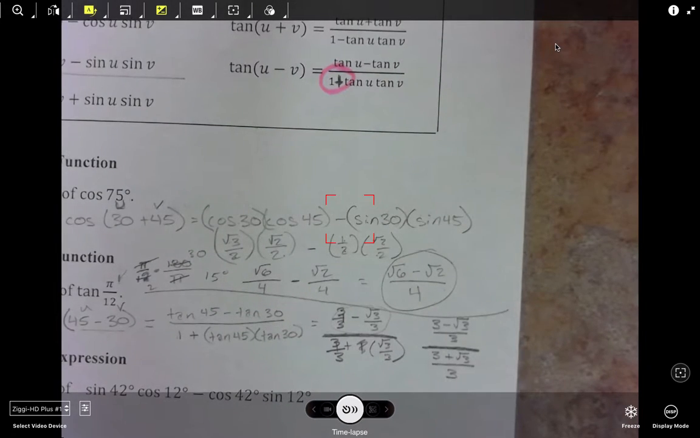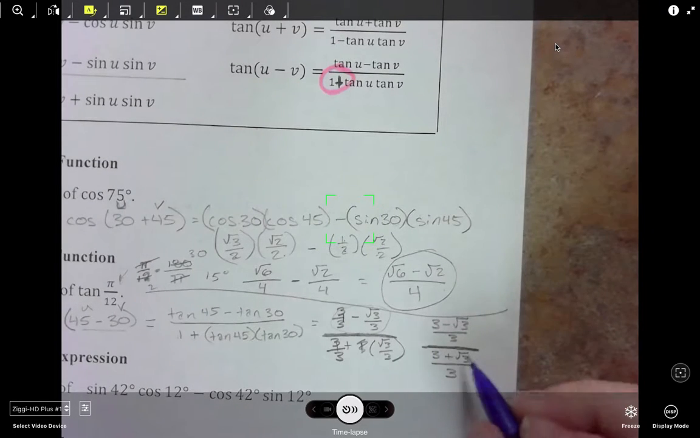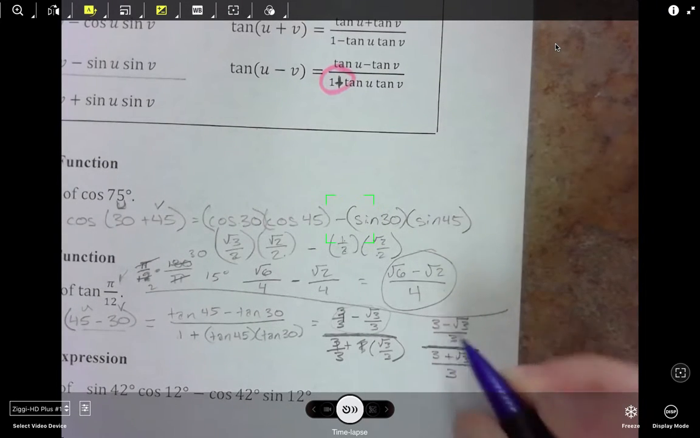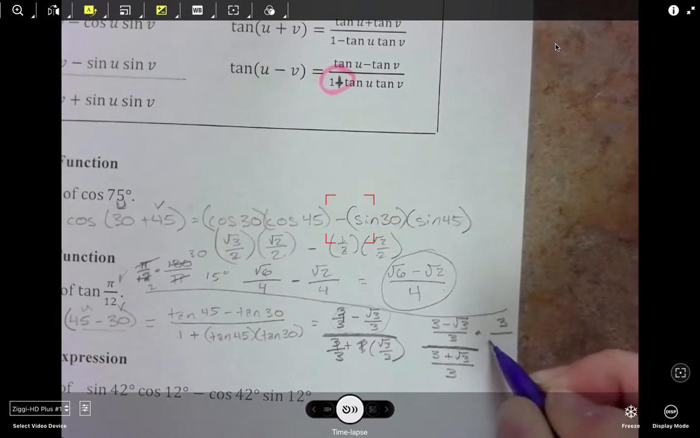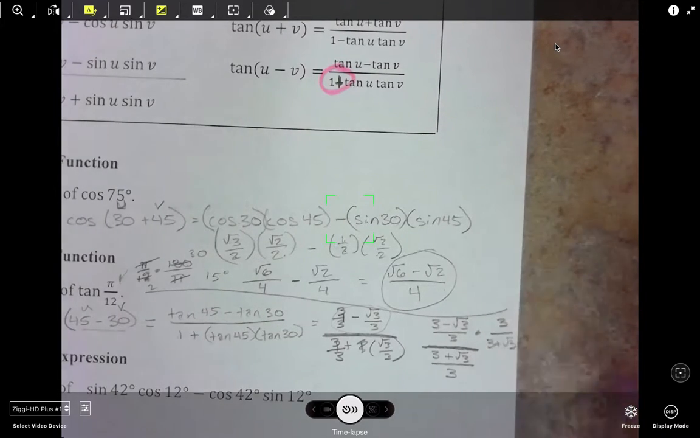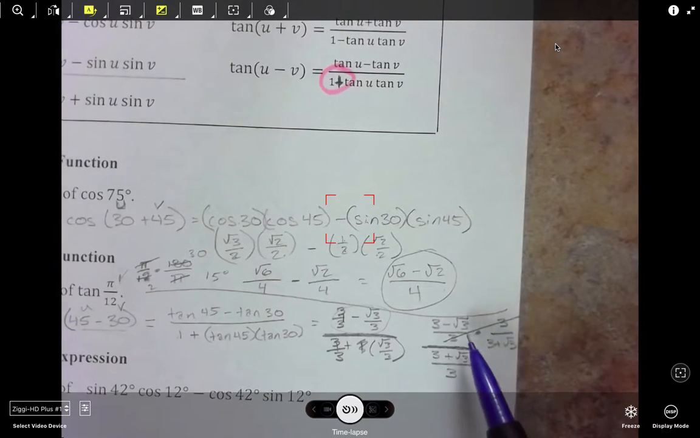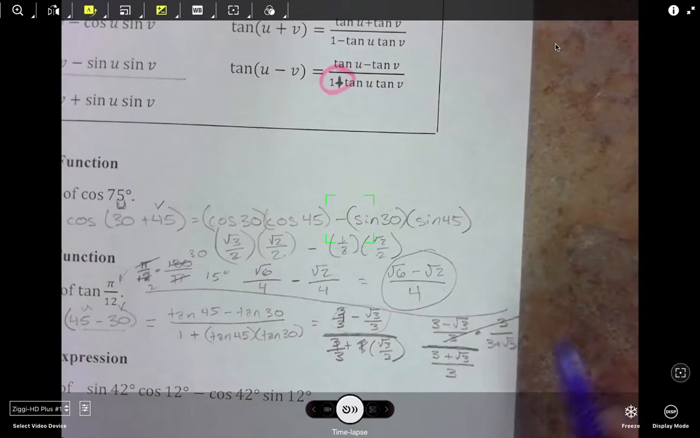Okay? All right? And what I'm going to do with this piece is keep-flip. I'm going to flip this to the top. So I'm multiplying by 3 over 3 plus the square root of 3. And then these 3's across from each other will cancel. This top and this bottom will not cancel with each other because one of them is plus and one of them is minus. So I'm just going to leave my answer like that. 3 minus the square root of 3, and 3 plus the square root of 3.